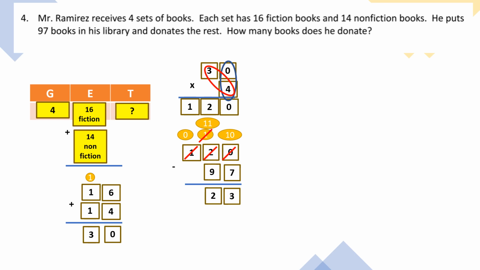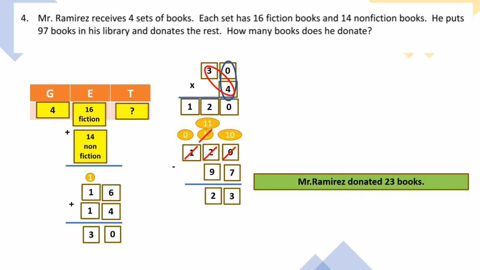2. So that means that after he puts those 97 books in his library, he has 23 books left to donate. So our answer is Mr. Ramirez donated 23 books. Now will be a good time to pause your video to make sure that your solution matches my solution. Or you can go ahead and make sure you have everything written down that I have on my screen right now to make sure that you have the correct answer.